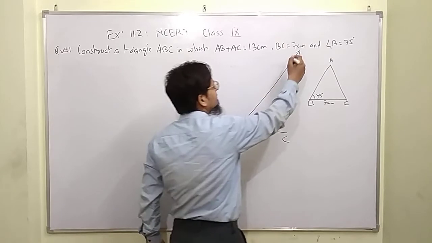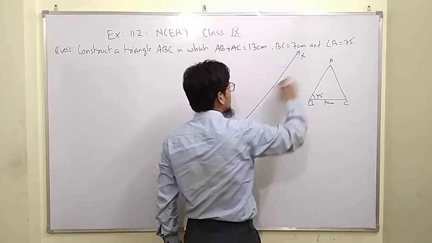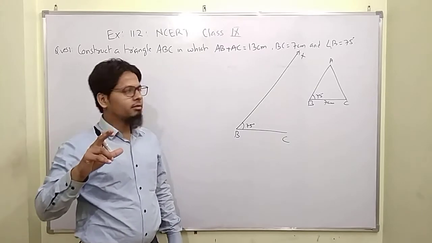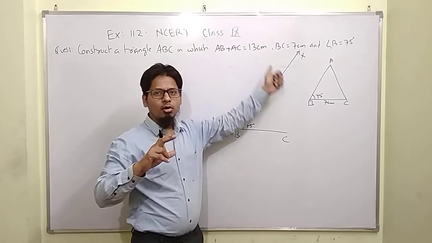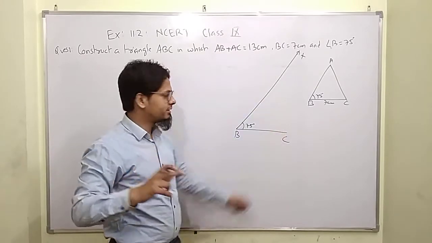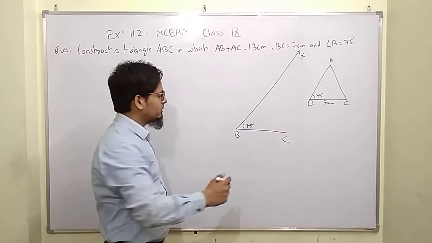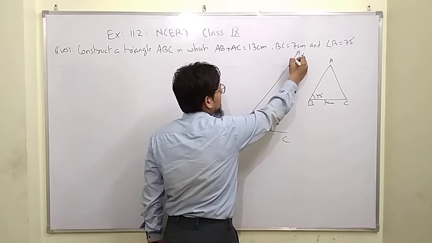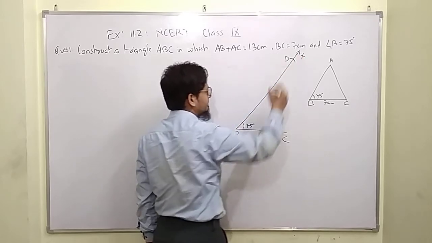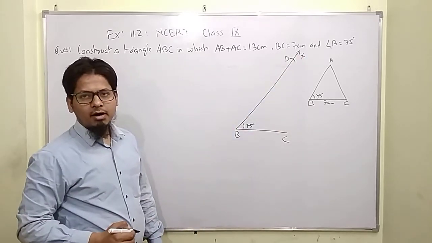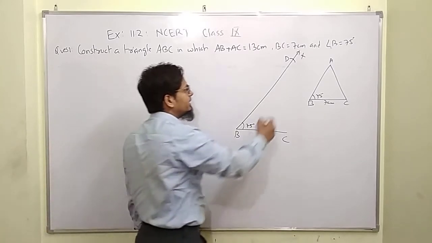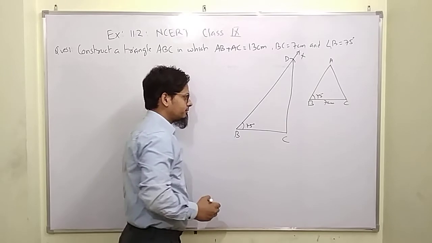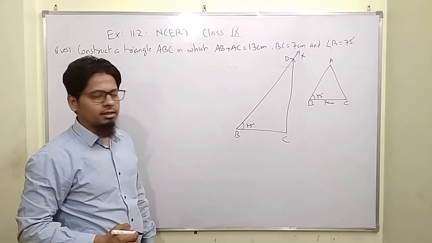Let this point be X. I cut an arc equal to 30 centimeter on ray BX. So from B, you take one arc here. Let this point be D. After this, I join CD.